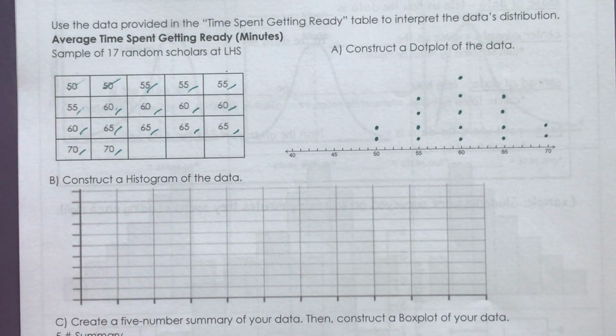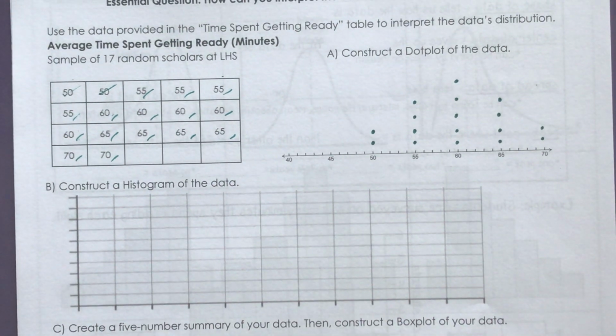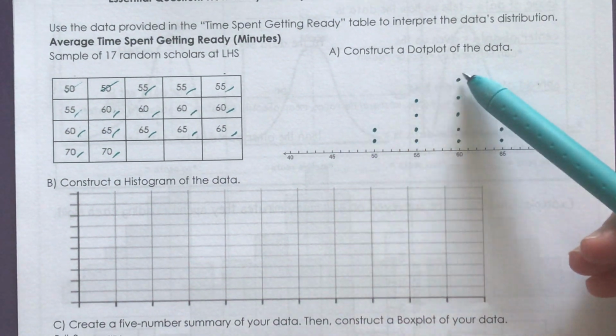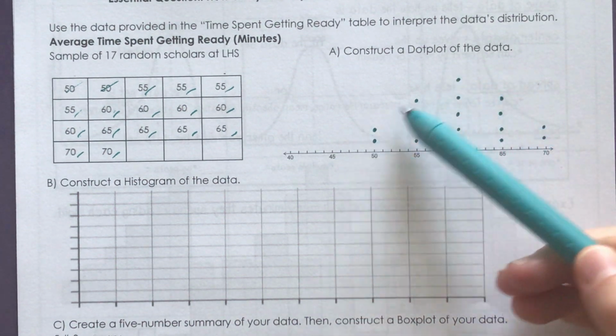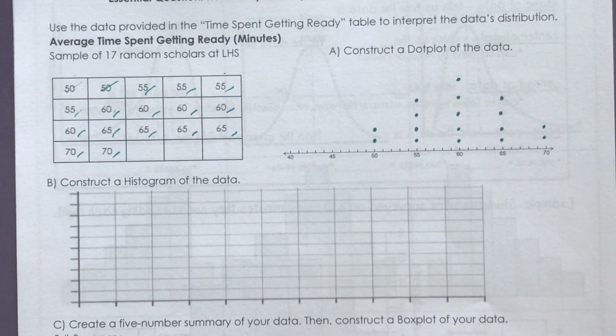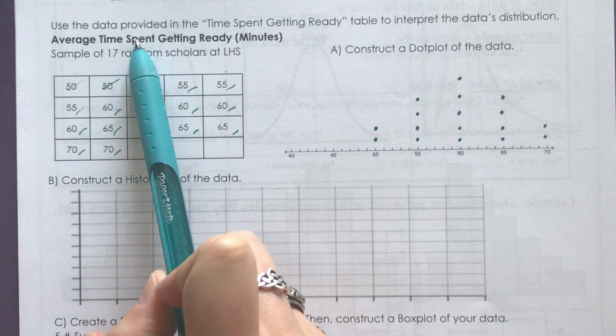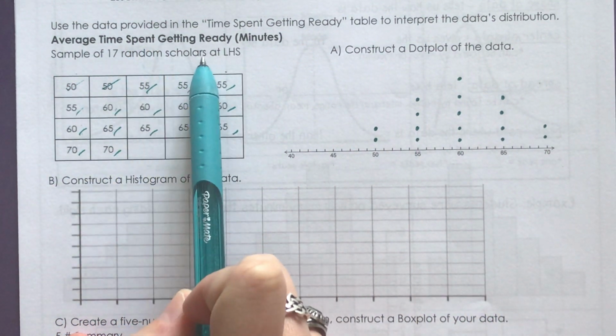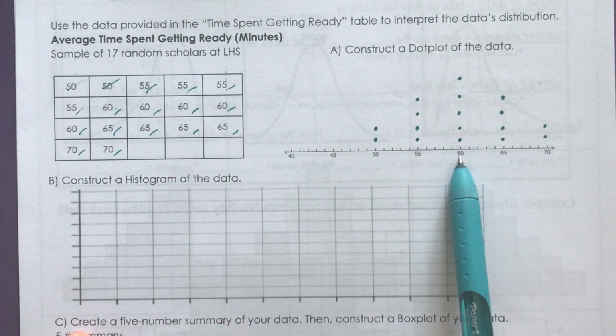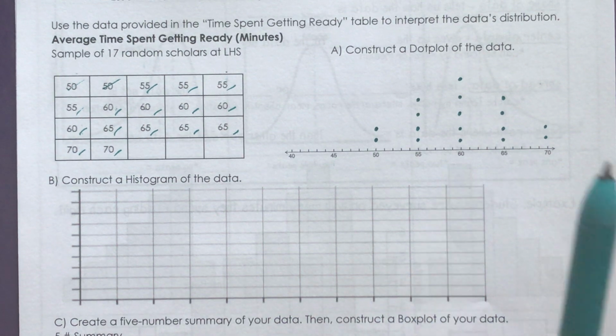Okay, great. So that is a dot plot of my data, and you can kind of see where my data is peaking and where it's going a little bit lower. So that is one way I can represent my data here. The average time that the sample of 17 scholars at Largo High School spent looked like the majority of people spent about an hour or 60 minutes getting themselves ready.